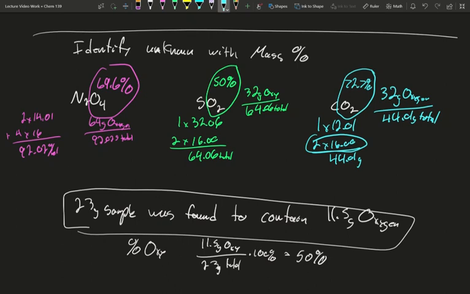And that's a pretty good match, though you can get other things that are 50% oxygen by mass. Most likely you'd be able to experiment and see what the other element is and have a fairly good idea what likely unknowns you would have. So of these 3, the SO2 fits our data.